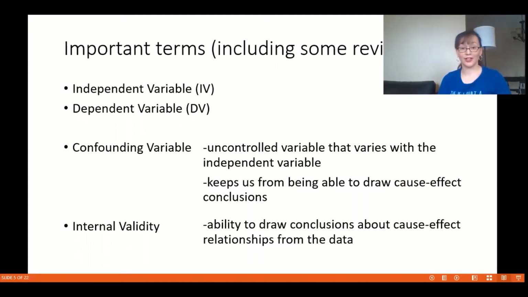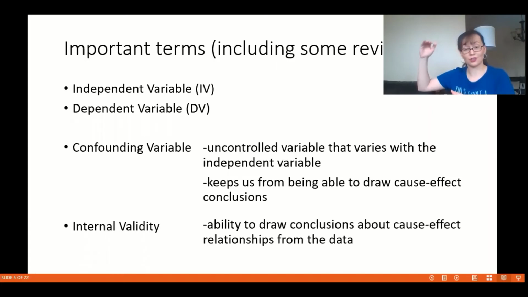And so hopefully you answered that question. And so if we're thinking about this relationship between a confounding variable and internal validity, it's the case that if we have confounding variables, we have low internal validity, because those confounding variables are going to keep us from drawing cause-effect conclusions, and internal validity is then this measurement of how well we can draw these conclusions.